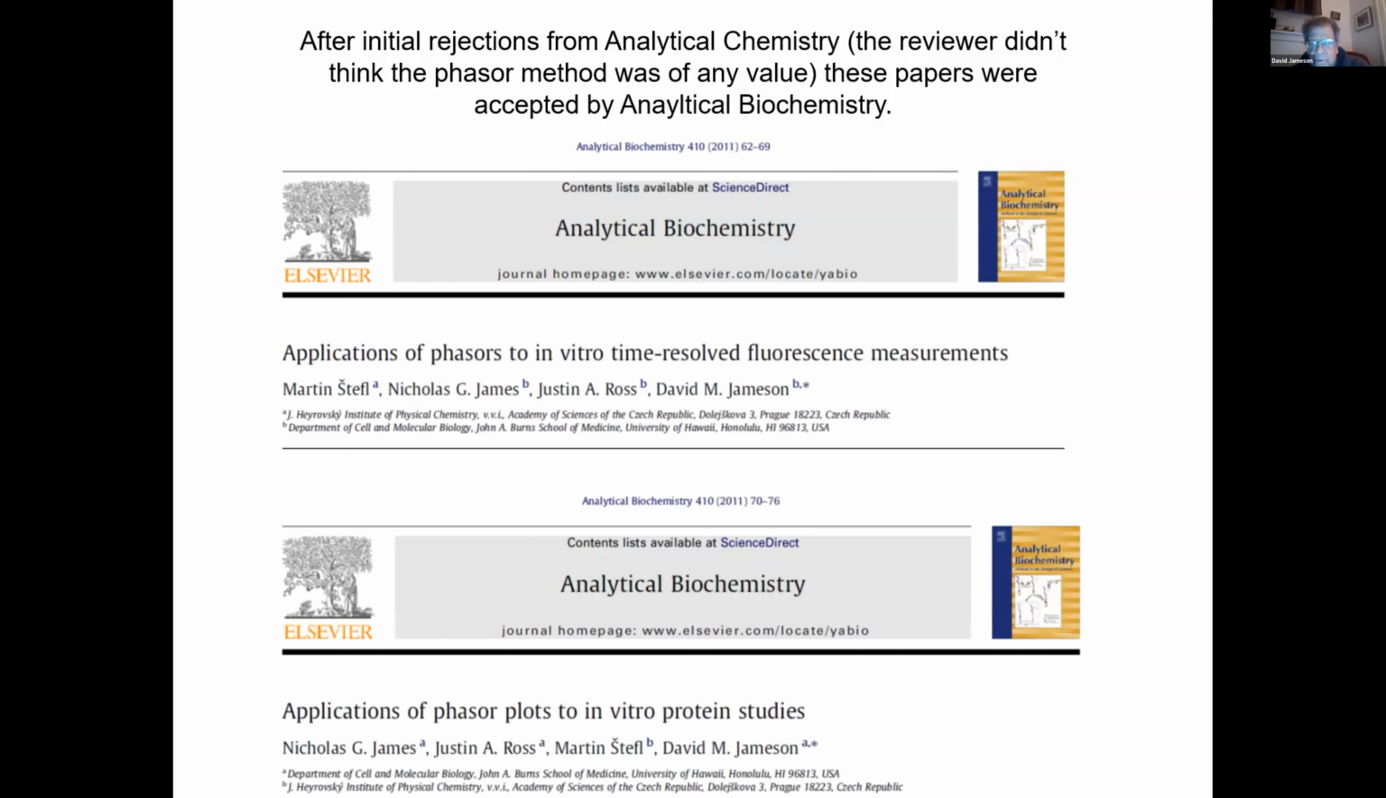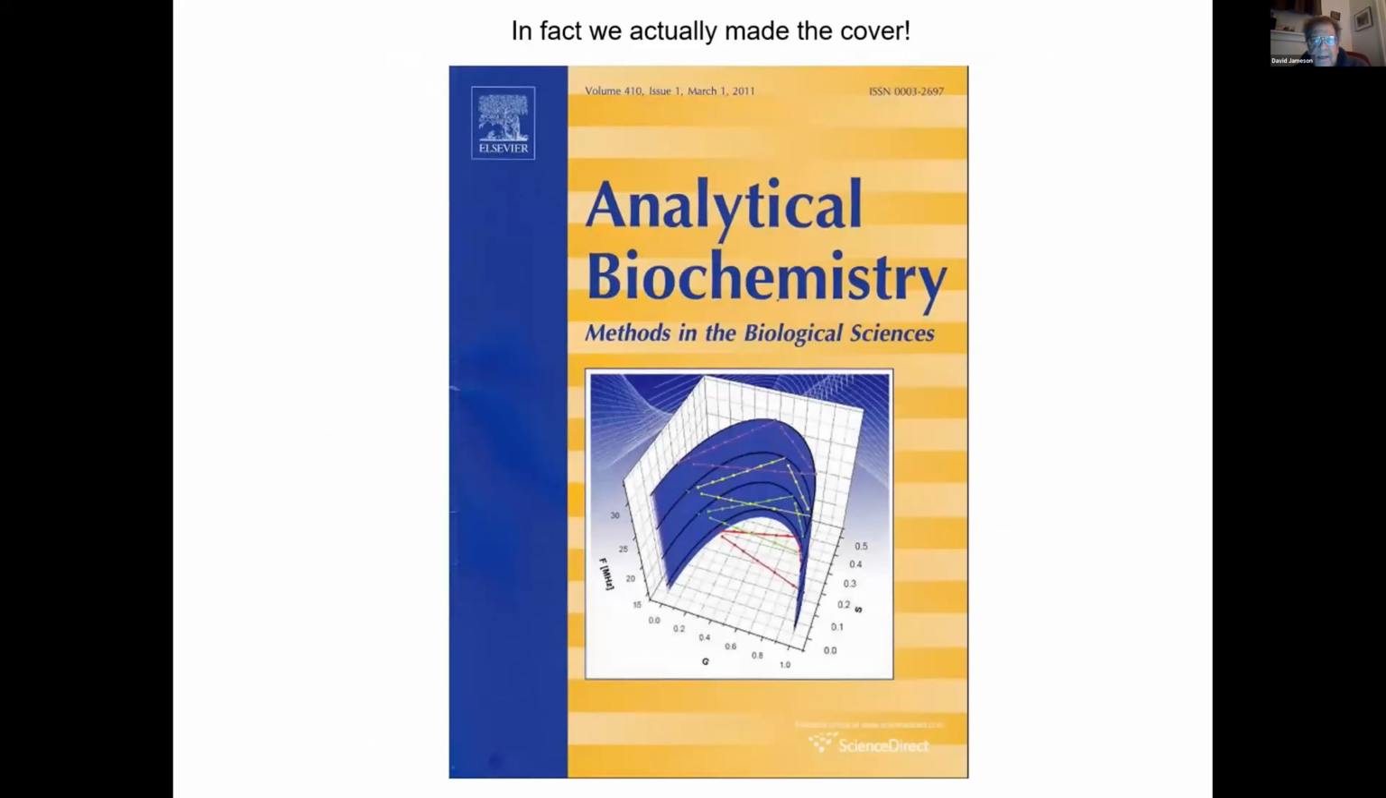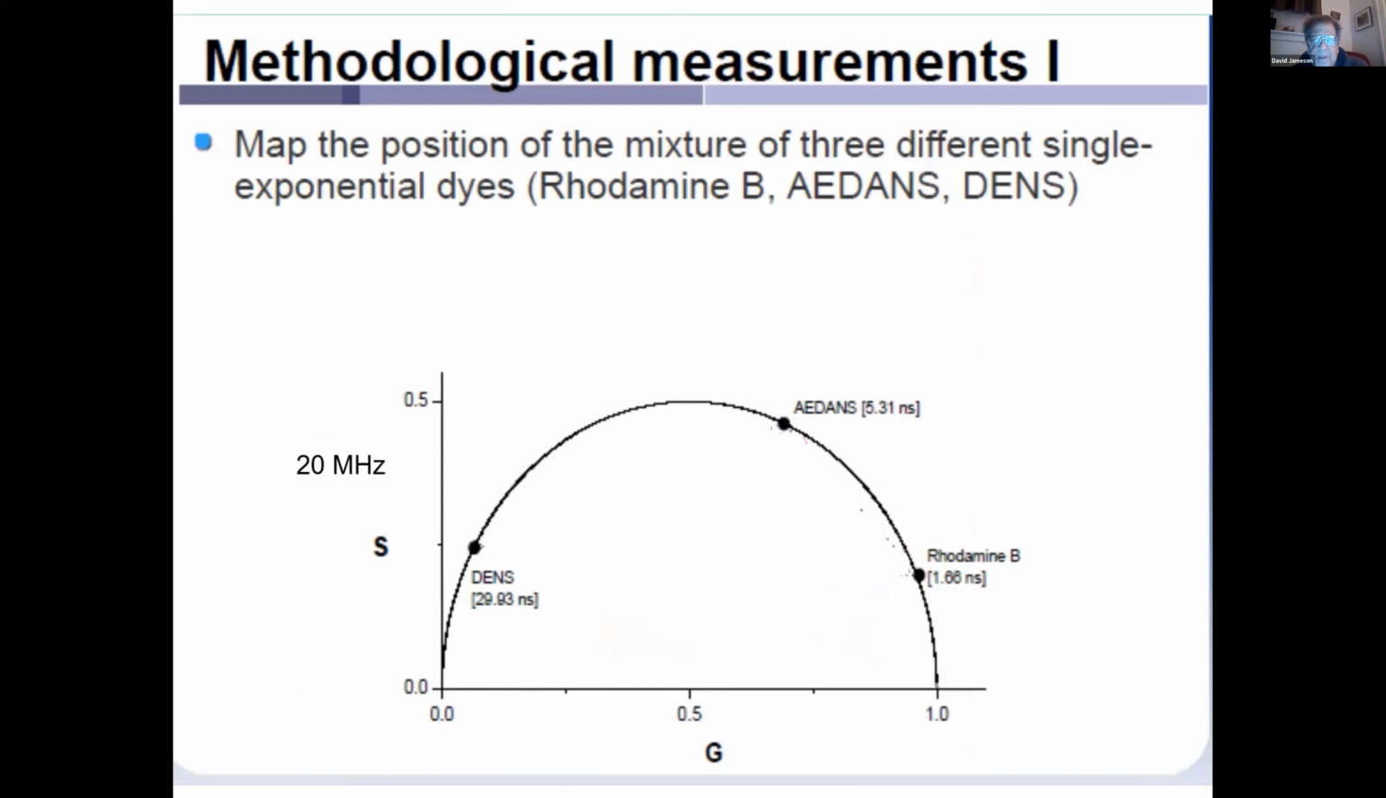The early work was done with Martin Steffel, a graduate student from the Czech Republic in my lab, my postdoc Nick James, and Justin Ross, and I. And we even made the cover, which doesn't mean much nowadays because nobody ever sees the cover, do they? I only know we made the cover because they send me a copy of the journal.